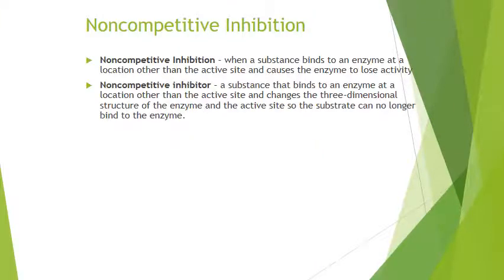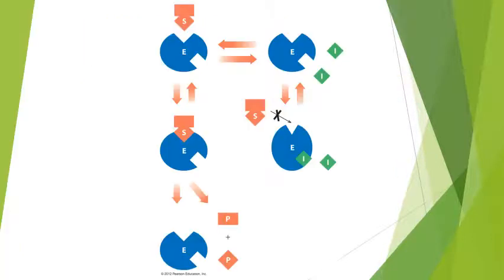Okay, non-competitive inhibition is where the inhibitor will bind to another site beside the active site and make the enzyme inactive by changing its shape. So now the substrate can't bind anymore, the enzyme's turned off, and it can't make product.